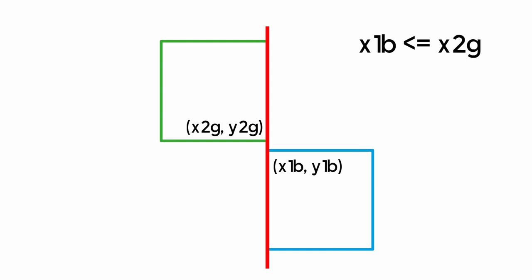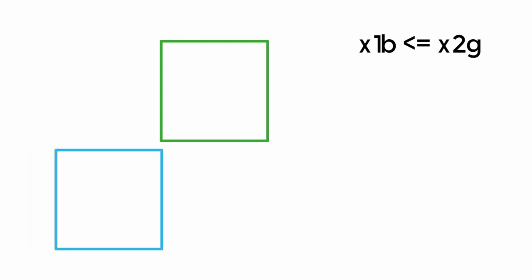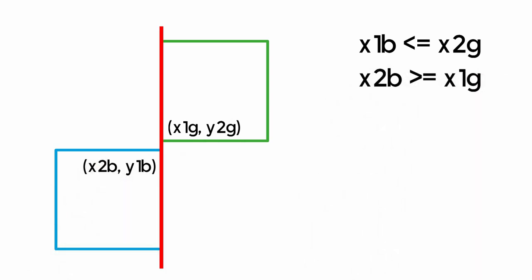We can then repeat this process for the blue box starting to the left of the green box and then sliding towards the right. And again, at a certain point, the two edges will start to overlap and we will get our second condition for colliding boxes. So if both of these conditions are true, then we know that our boxes overlap left to right.